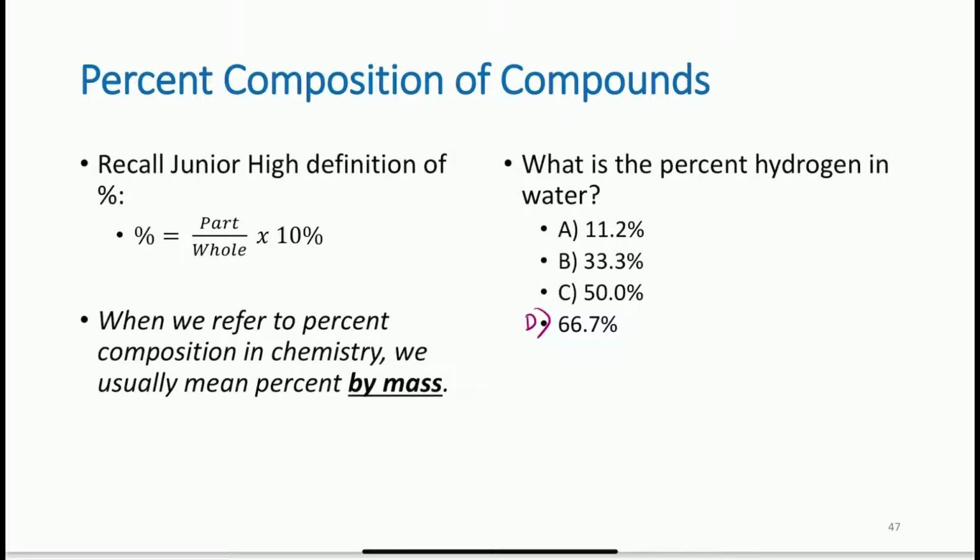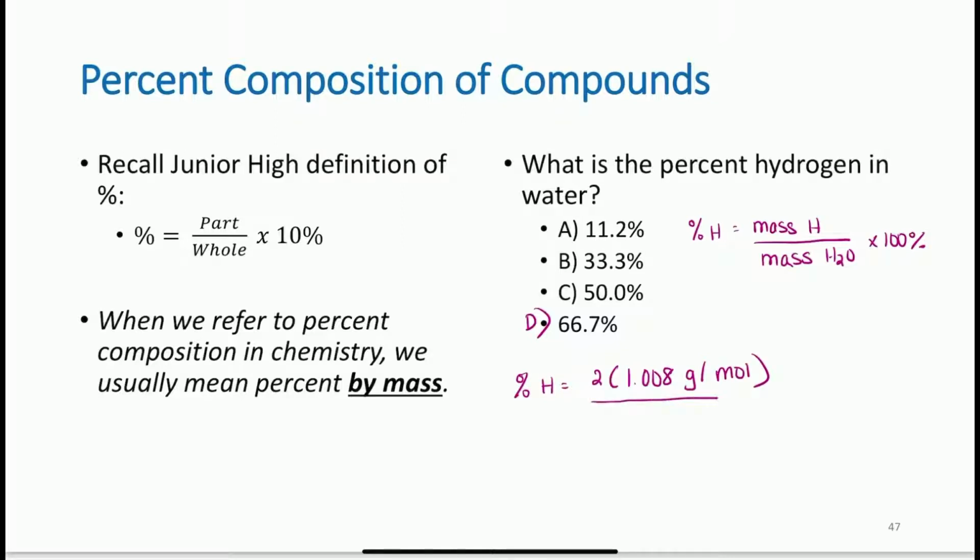So in this case, the way I figure this out is I want to know the percent hydrogen, which would be the mass of hydrogen in the compound compared to the total mass of water times 100%. I'm going to say percent of hydrogen: water has 2 hydrogen atoms, and each hydrogen atom contributes 1.008 grams per mole to the overall compound. I know water, you guys can add up molar masses. Water has a molar mass of 18.02 grams per mole. And I'm going to multiply this by 100%.